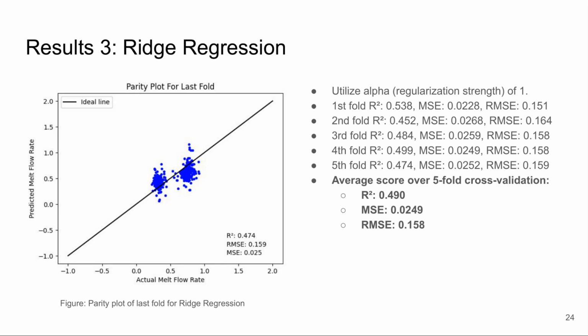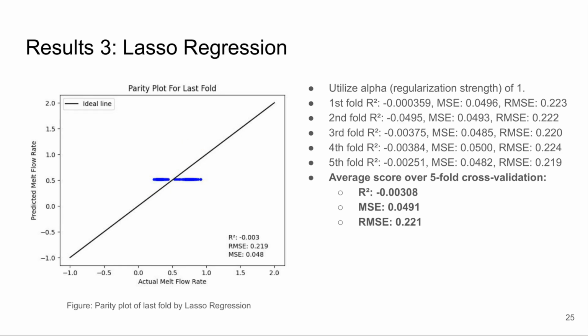So moving on. The lasso regression, in contrast, does not perform as well compared to the other models, as can be visible from the average scores of the 3 metrics, as well as the parity plot. We see that it gives quite an unusual parity plot where the data points are mostly on a horizontal line. Moving on to the next slide.